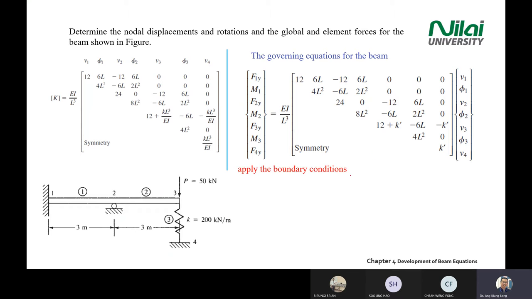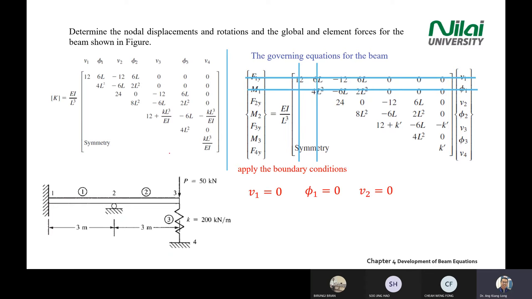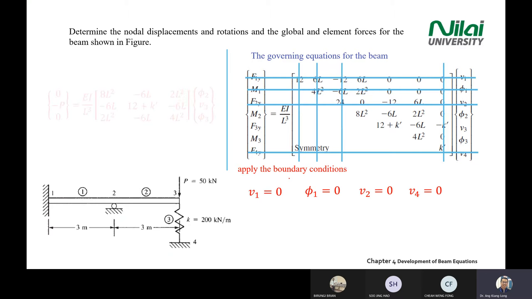And after that, you solve for all the unknowns by applying the boundary conditions. For example, point 1 cannot move, V1 is 0, and so on. So V1 is 0, you cancel, you close the matrix. Rotation at point 1 also cannot rotate, so you close the second one. At point 2 cannot move down, right? So you close V2. Then point 4 also cannot move, so you close point 4. So you have remaining this one. You only have three equations to solve.